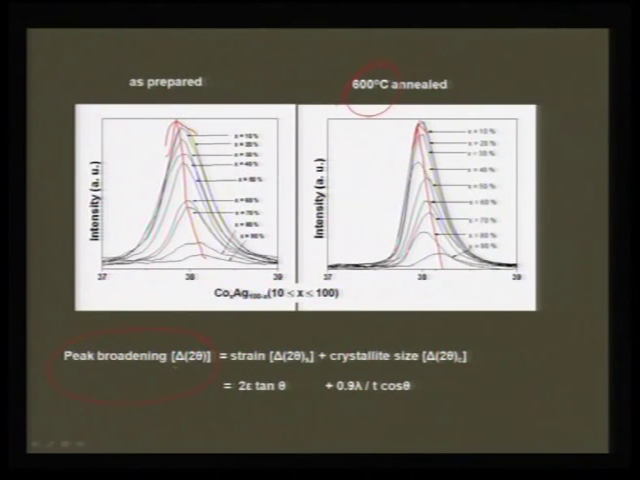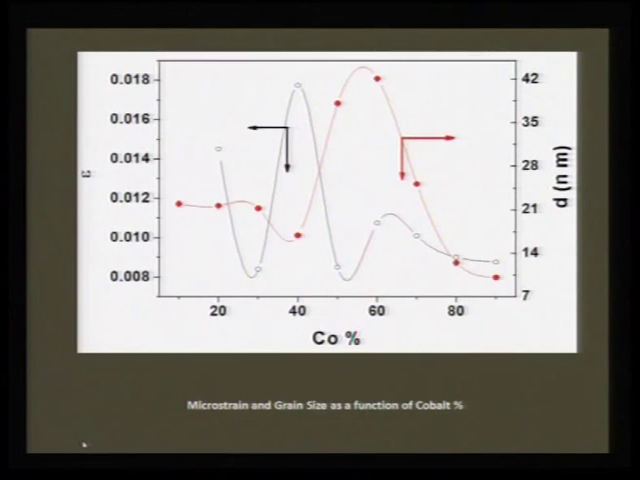In this case the peak broadening can come from two situations. One is strain induced broadening, and the other is crystallite size. Crystallite size is what we get from Scherrer's formula, where you calculate from the peak broadening, but one should also understand that peak broadening comes from strain, which is delta 2 theta given as 2 epsilon tan theta, where epsilon is your micro strain. Therefore you can correlate that strain to the grain size, and you can see very clearly that the maximum strain is there when the crystallite size is at its minimum.